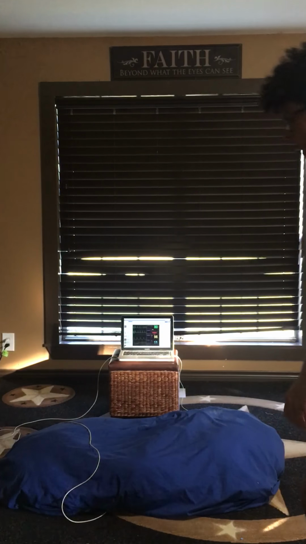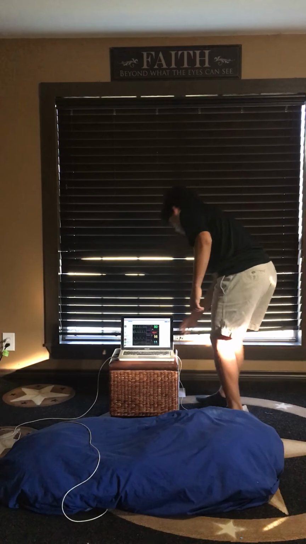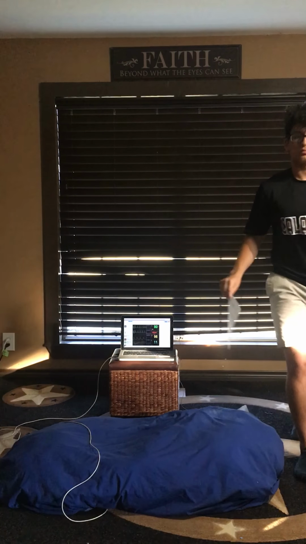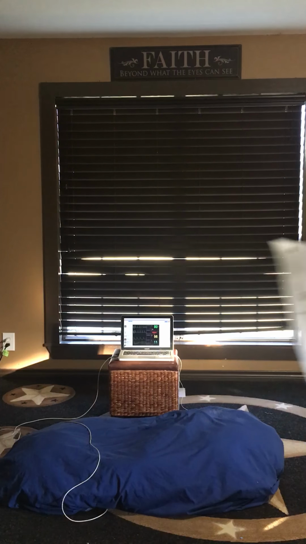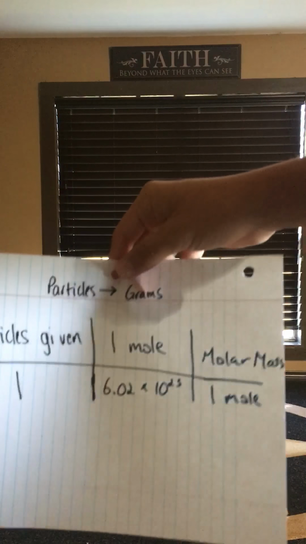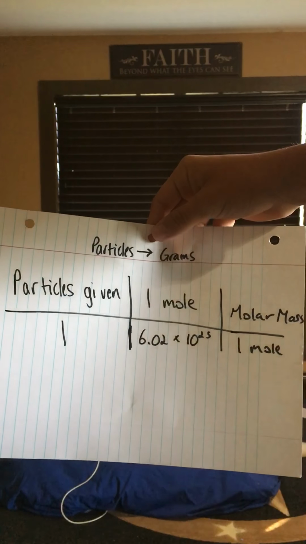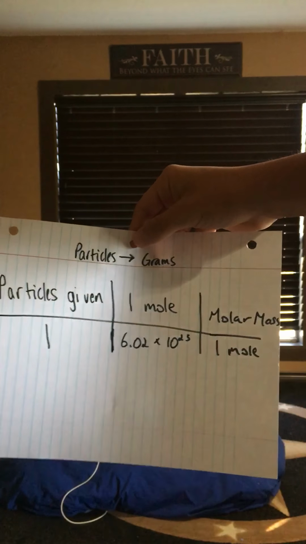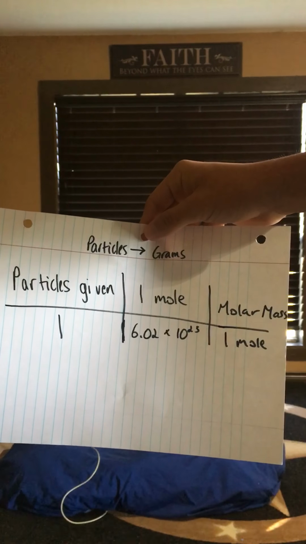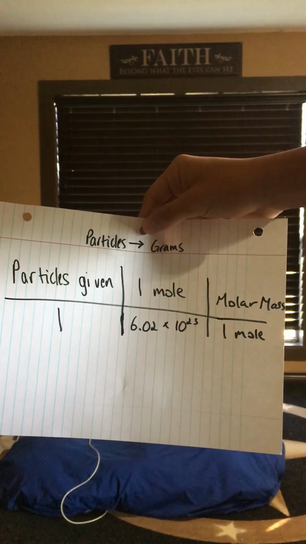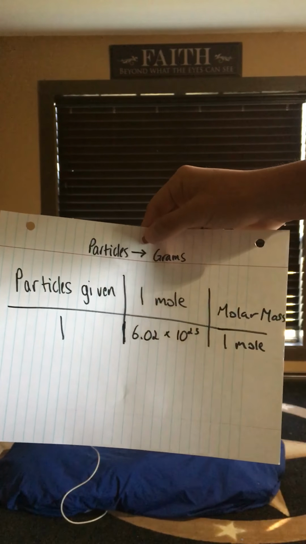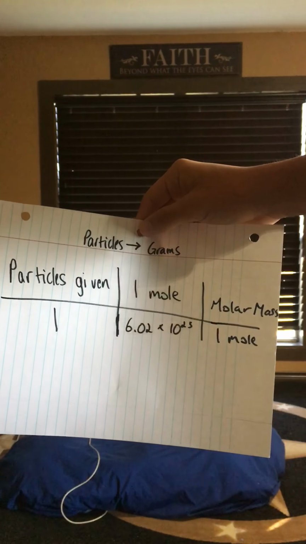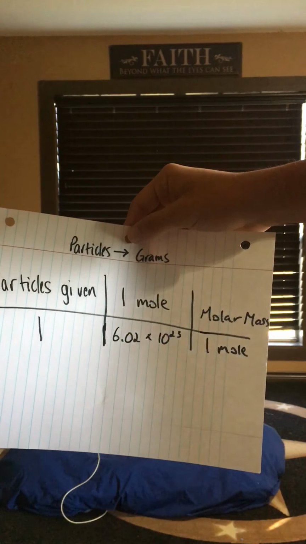Okay, now let's do particles to grams just in case you need to do that too. Okay, so you would get your particles, you would divide your particles given by 6.02 times 10 to the 23rd, or you would do your particles given times your molar mass divided by 6.02 times 10 to the 23rd in order to get your answer.